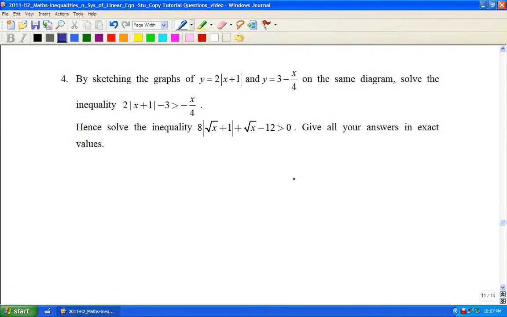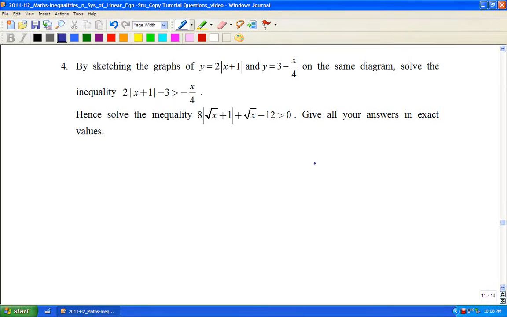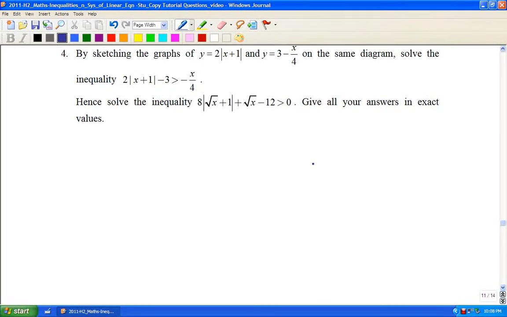Okay, now in tutorial question 4, we have a slightly longer problem. You are asked to sketch the following graphs: y equals 2 times modulus of x plus 1, and y equals (3 minus x) divided by 4, on the same diagram. We are supposed to use these graphs to solve the inequality as shown. So let's first sketch the graphs.